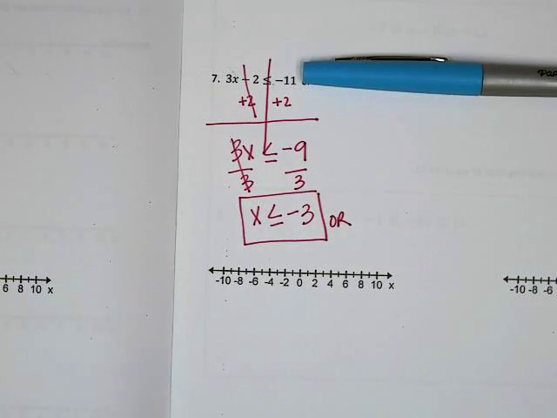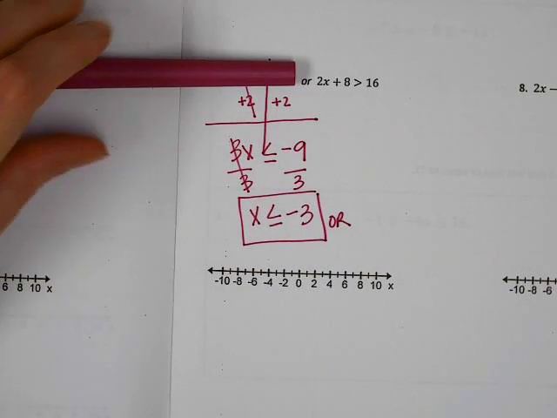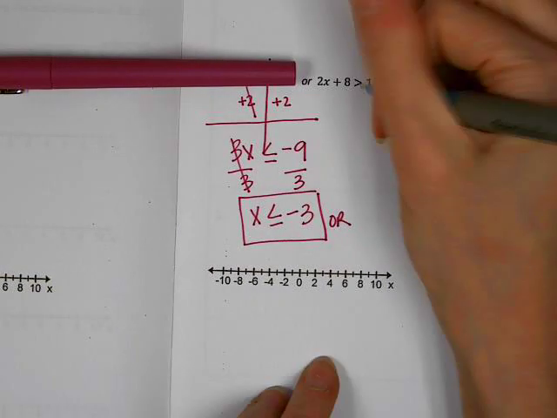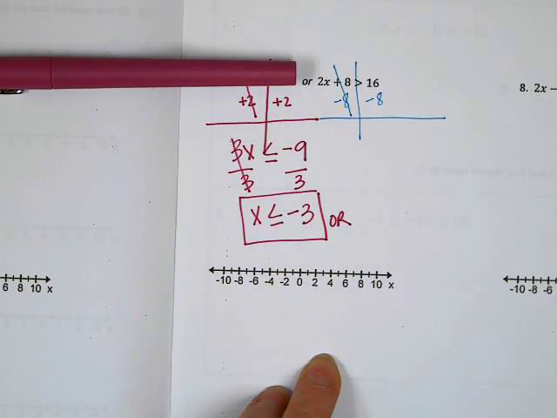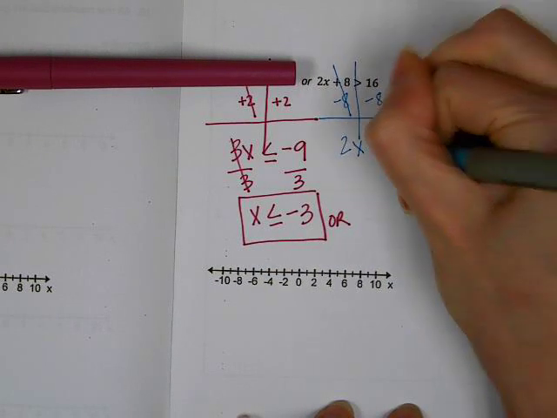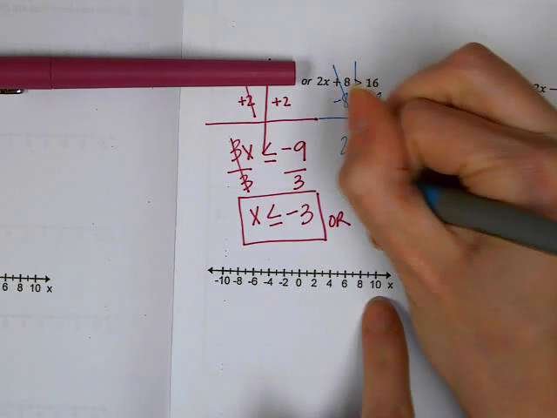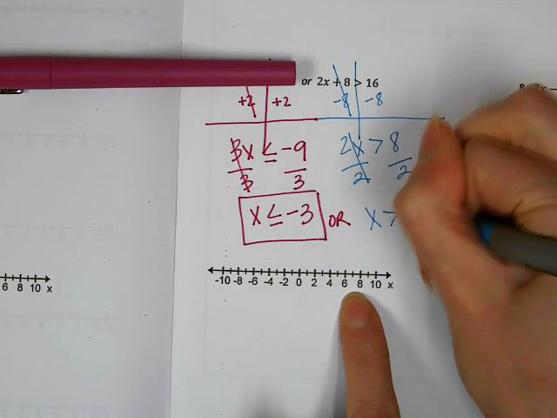Or, and now we cover up this one and just solve the second one. So draw the wall. -8, -8. We're going to treat them totally separate. Those cancel. We have 2x is greater than 8. And then divide by 2, divide by 2. These cancel. X is greater than 4.